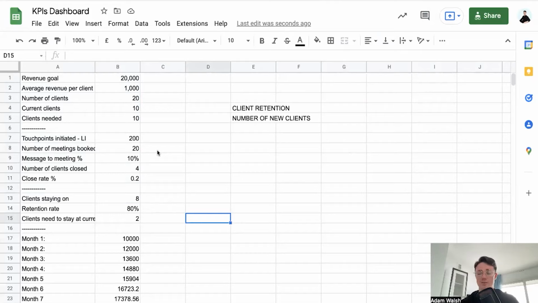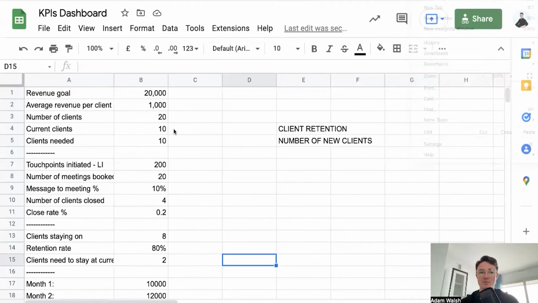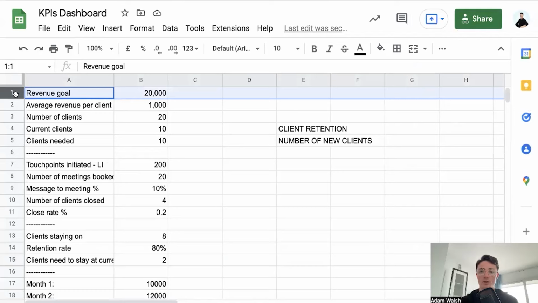I want to make that very clear, but I want to give you a rough model that you can use yourself, that if you want to build this out, you can do. So let's get straight into it, right? I want you to ignore all the numbers and focus on the numbers that I'm speaking about, okay? So we're going to start with row number one here, your revenue goal.